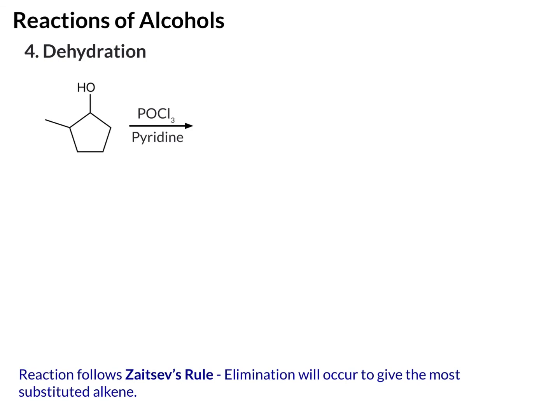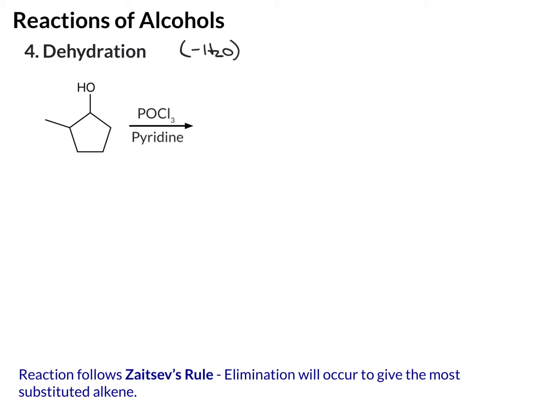Now we're going to take a look at a dehydration. And dehydration is effectively just losing water from the molecule. When we dehydrate an alcohol, what we do is we lose H and OH across two carbons to form an alkene. So here's a dehydrating agent that's commonly used, phosphorus oxychloride along with pyridine. And we're going to go through the mechanism for this in a second, but let's just first predict the product.